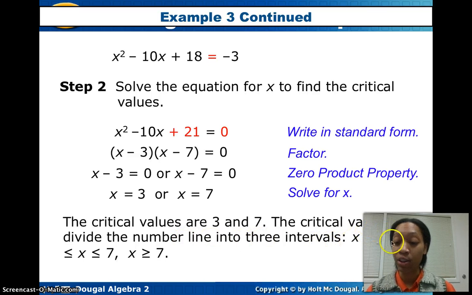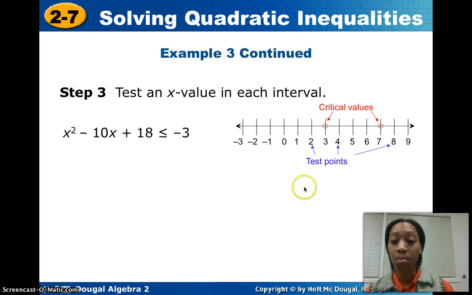We have the things that are less than 3, we have the things that are between 3 and 7, and we have the things that are greater than 7. So looking at it on a number line, we can see that the two critical values at 3 and 7 divide the line. We have the things that are less over here, we have the things that are between in here, and we have the things that are greater than over here.